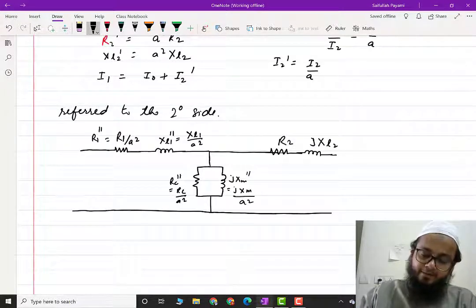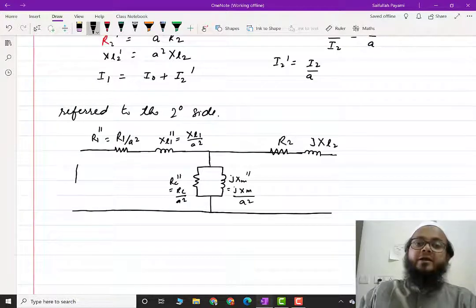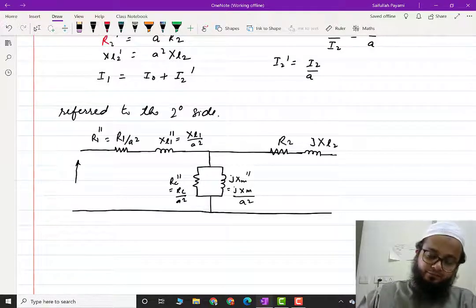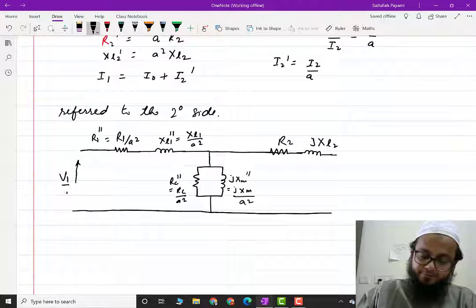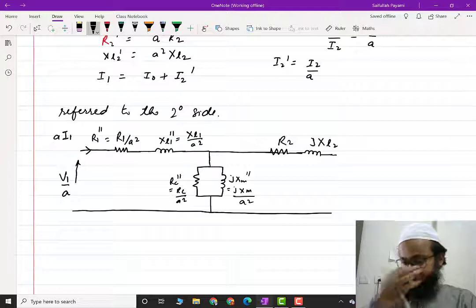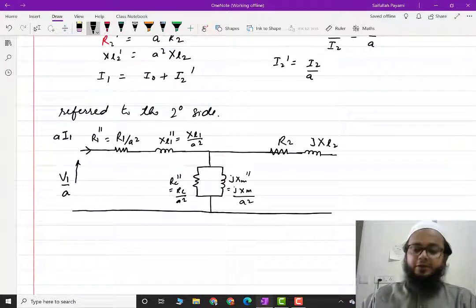So here, if the source has been energized, then this would be Vs by A, sorry, V1 by A, and the current, if you see, would be A times I1. So you can calculate these as well.